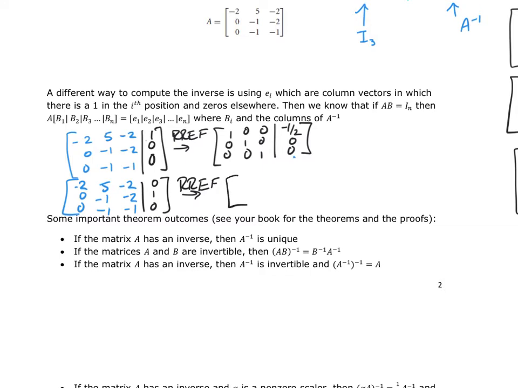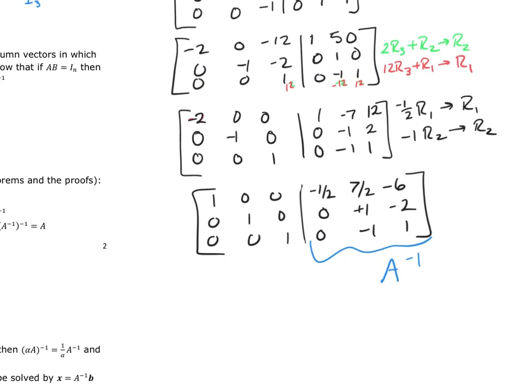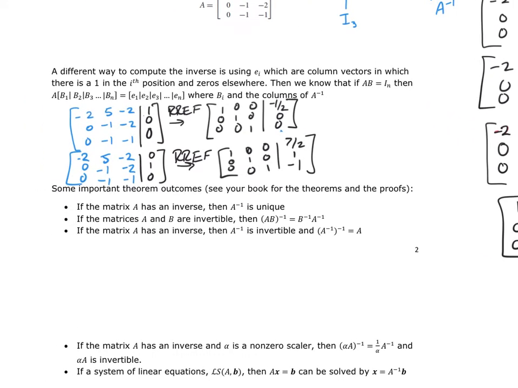we end up with the identity matrix yet again on the left-hand side. And this column, which is 7/2, 1, negative 1, happens to be the second column of my inverse, which is what we have right there. Bam, look at that. Now, let's do our last one.